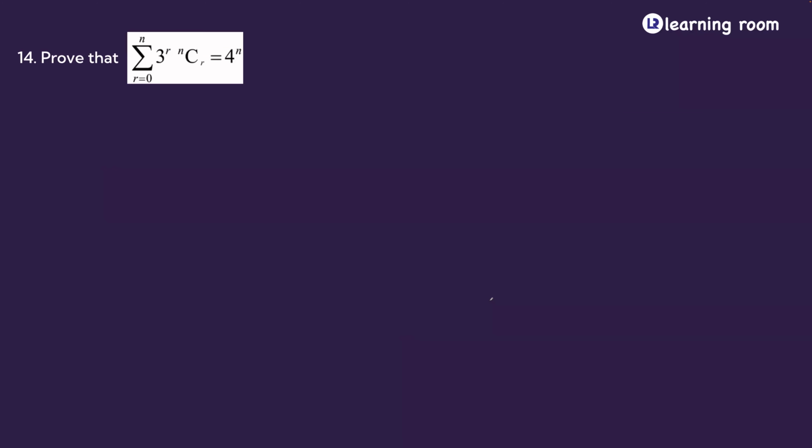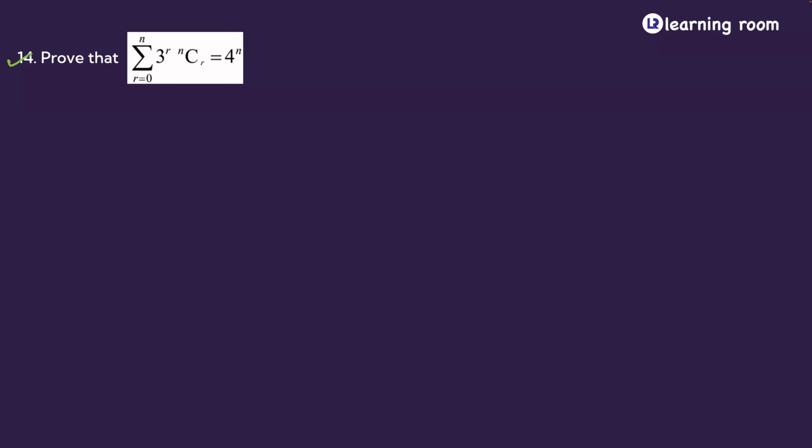Okay. So listen to this. Listen. The 14th problem is: prove that sigma r equal to 0 to n, 3 power r into NCR, is equal to 4 power n.